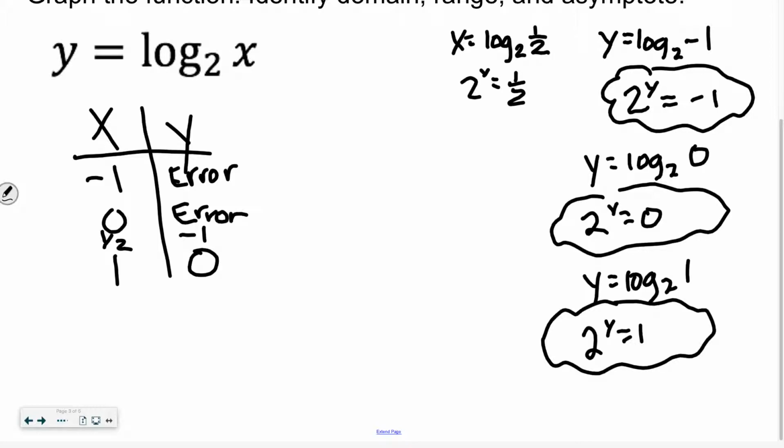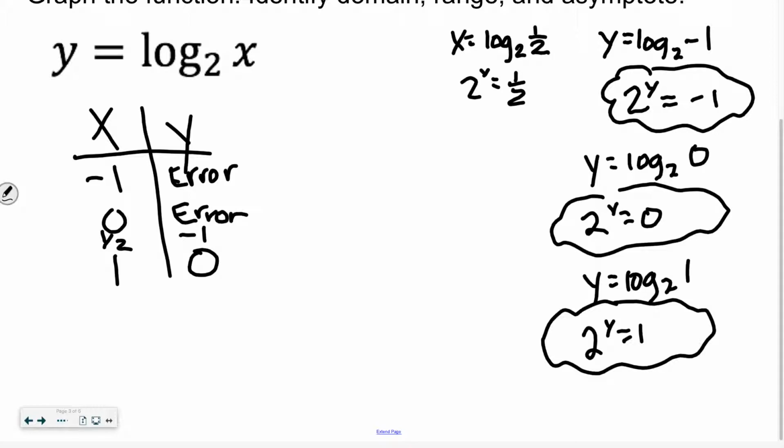Can anybody give me another example of a fraction you would be able to evaluate? 1/4 would be -2. 1/8 would be -3. 1/16 would be -4. So those numbers are getting really, really close to 0 for x, but then the number is dropping, right? And so we're going to see that in our graph in a little bit.